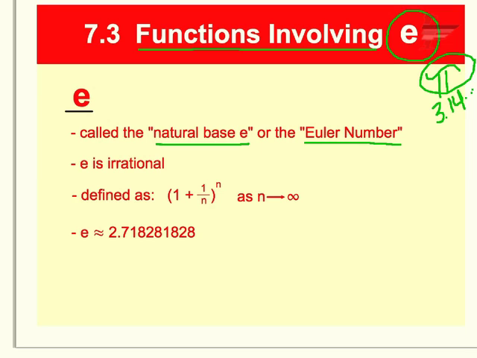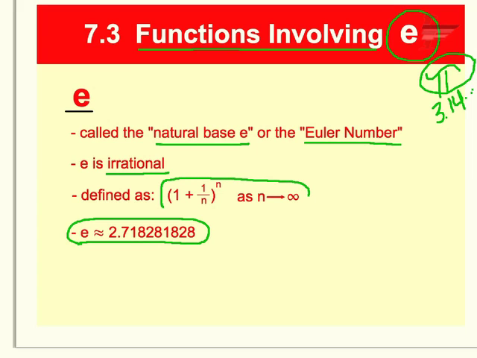I'm going to skip down to here. You can see that e is approximately equal to this number, which would continue also. So about 2.718, and it goes on and on. It is an irrational number, and here is what it's defined as.